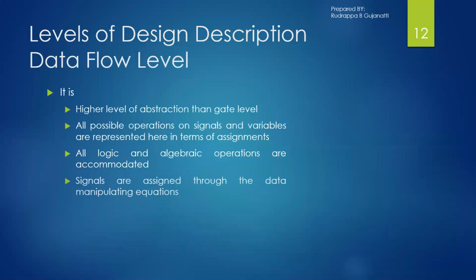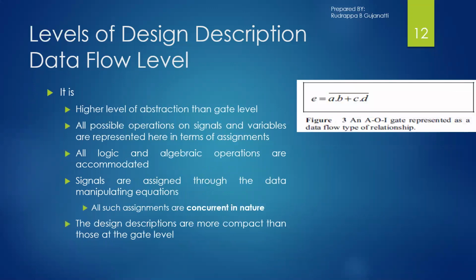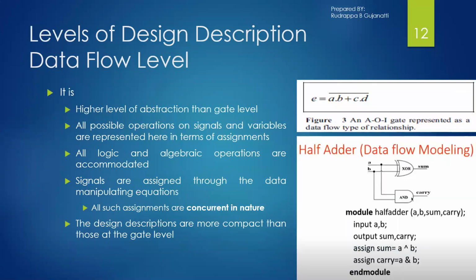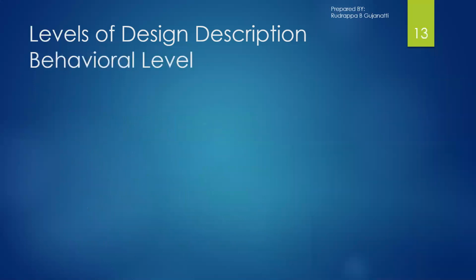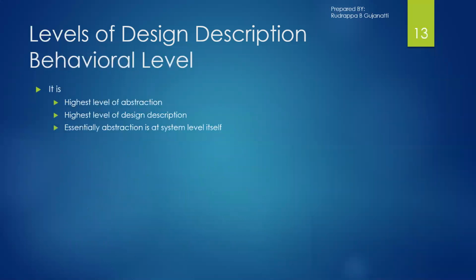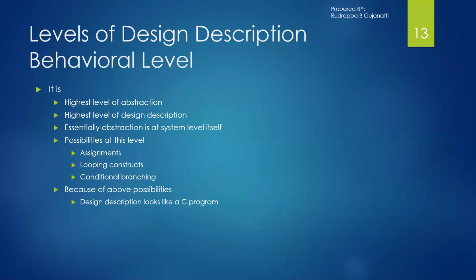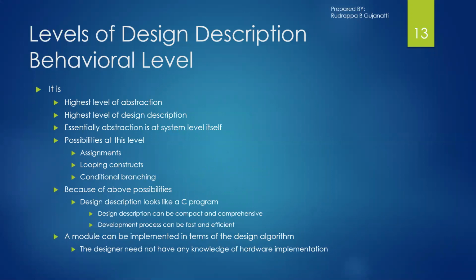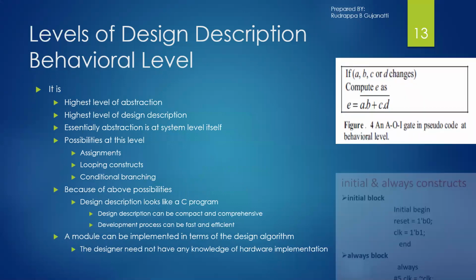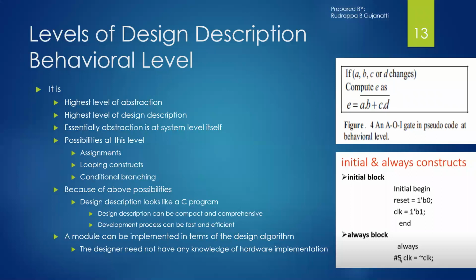In the data flow model, we make use of equations or expressions in order to build the entire thing. Behavioral is the highest level of abstraction, and we had discussed that the possibilities at this level are assignments, looping constructs, conditionals, and one special thing, that is concurrency. There is also the initial and always block, which we'll discuss again later as we move further with the Verilog discussion.